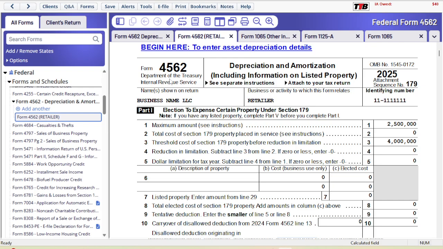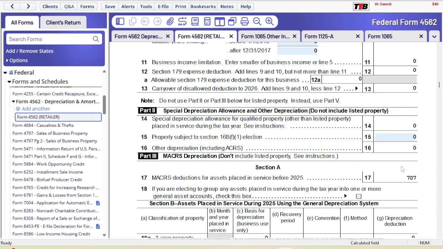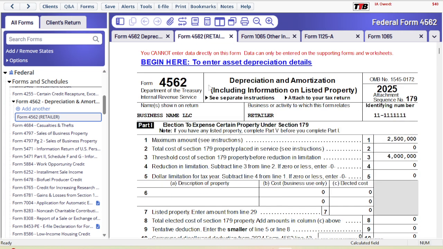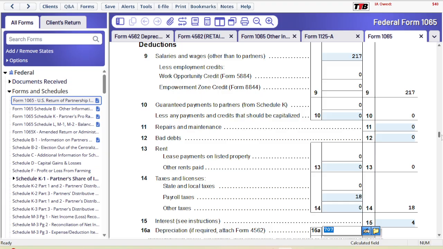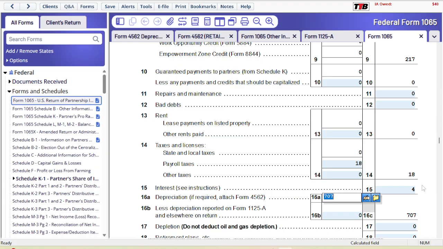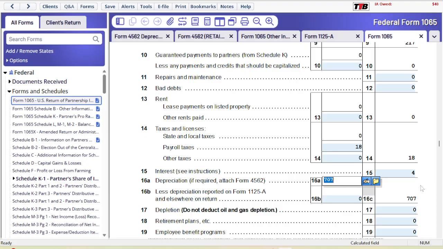But either way, when you place an asset in service in 2025, the depreciation and amortization form will be completed and attached to the return. But in this example where no assets were placed in service in 2025, it's just prior year assets, which goes under line 17, and this depreciation sheet is not a requirement. That 707 is coming from assets placed in service in prior years, and the depreciation deduction for 2025 is what is there.